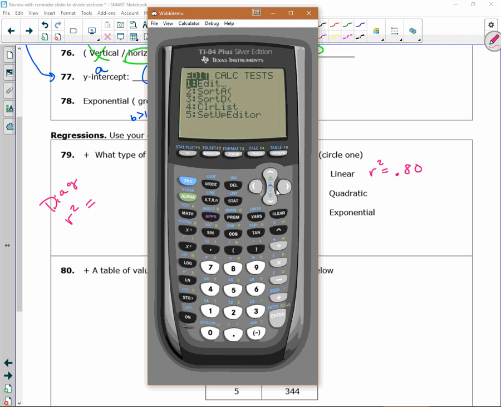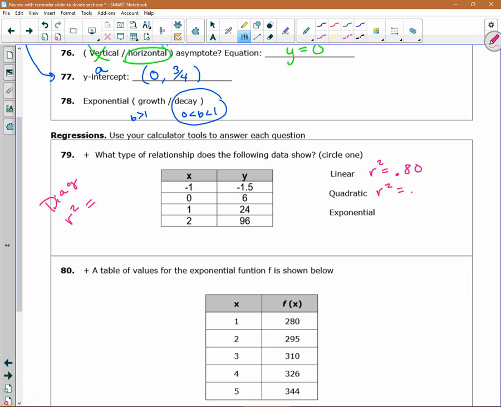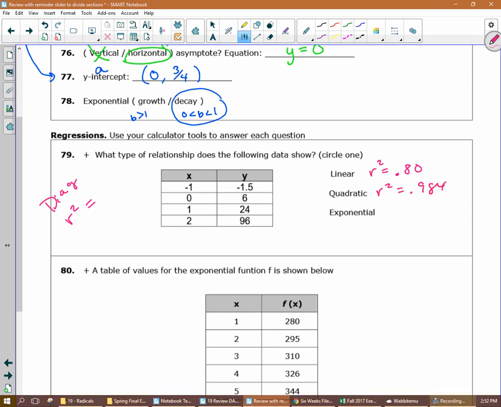And then we're going back to stat, back to calc, but this time I'm going to try quadratic. So I'm going to go to 5. All the way down. And this time r-squared is 0.984. All right, then check the last one.